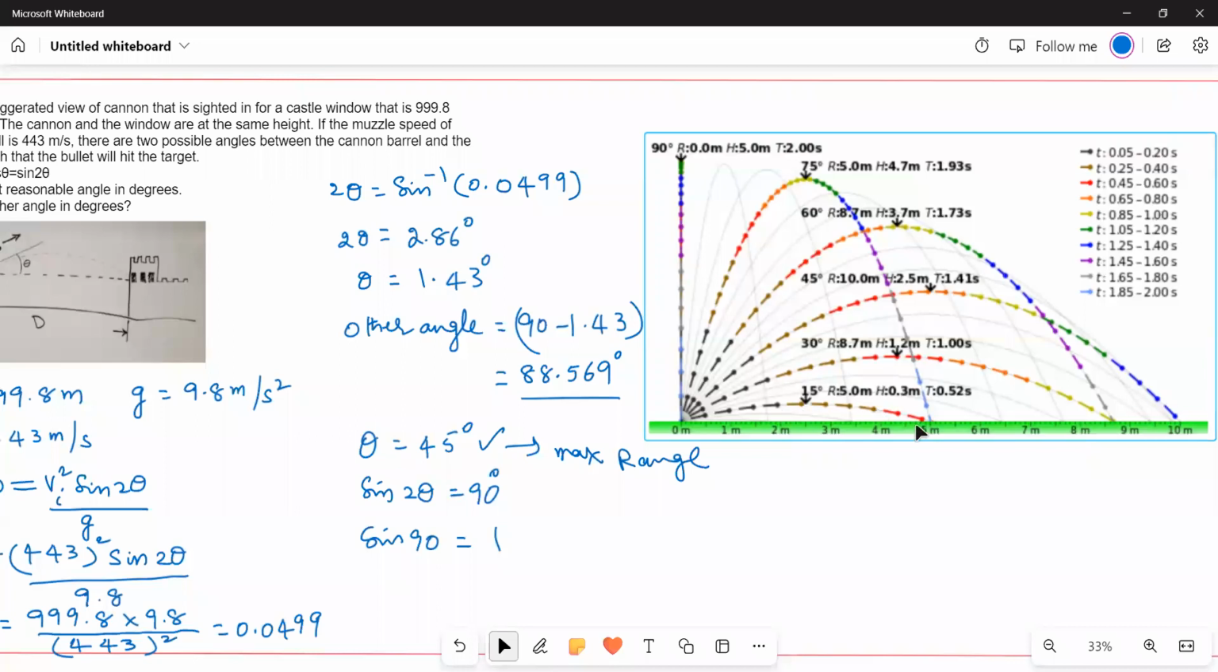Okay, so for 15 you are getting 5, and for 75 you are getting 5, but the vertical displacement will be 0.3 meters and 4.7 meters. Okay, so hope this helps. Thank you. Bye bye.